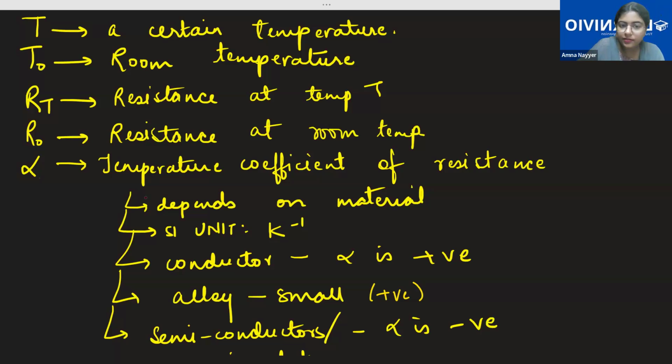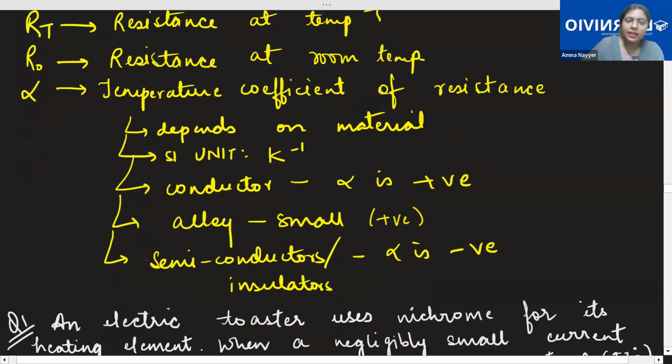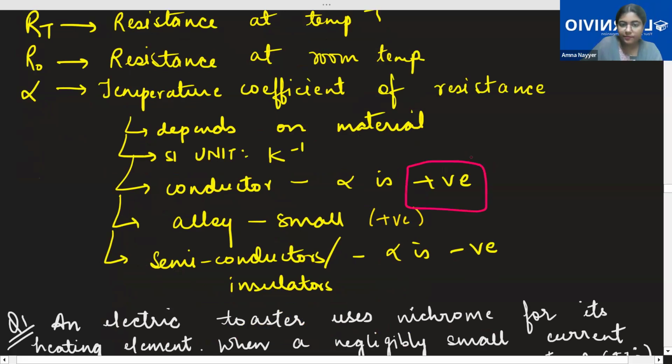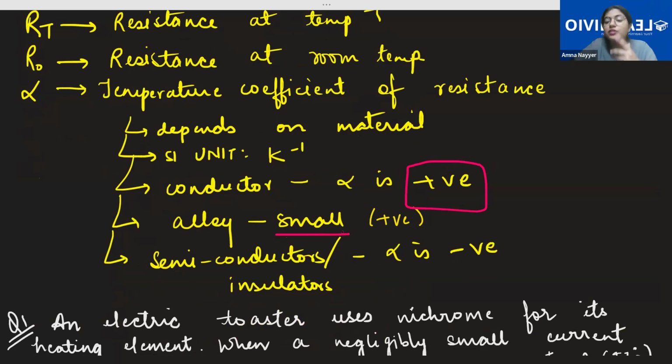Now, this alpha depends on the material, meaning different materials will have different values of this alpha. The SI unit is Kelvin inverse because the resistance part will cancel out. Depending on alpha, you can understand what kind of material it is. For conductors, alpha is positive. Alloys also positive, but small, since remember, the variation was also very small. And for semiconductors, it's negative.